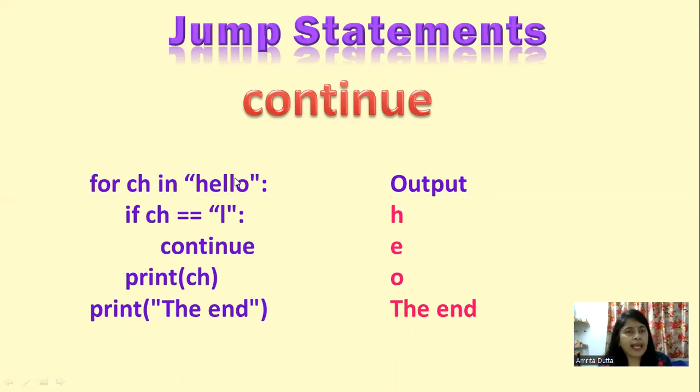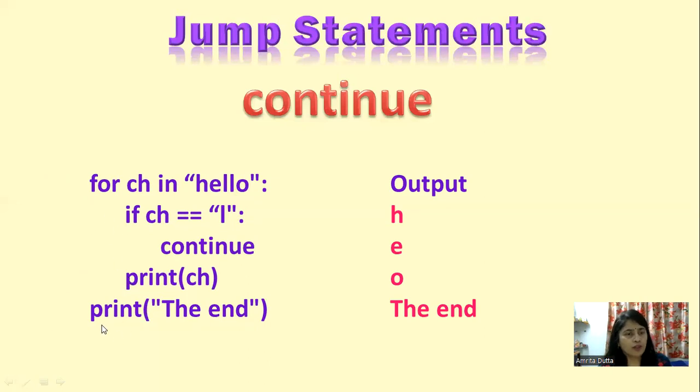In the next iteration, again it is encountering the character L. So in this case, again it will skip the remaining part of the loop, and that L character will not be printed. So now it will go to the next iteration, O, and in this case the condition is not satisfied, so it will print O. So what does continue do? When the given condition is satisfied, the remaining part of the loop will be skipped and it will move on to the next iteration and continue with the rest of the loop.